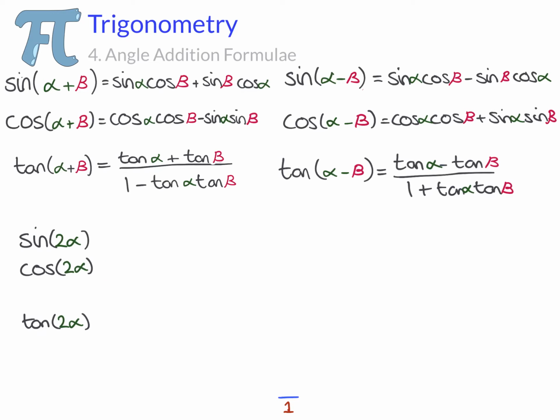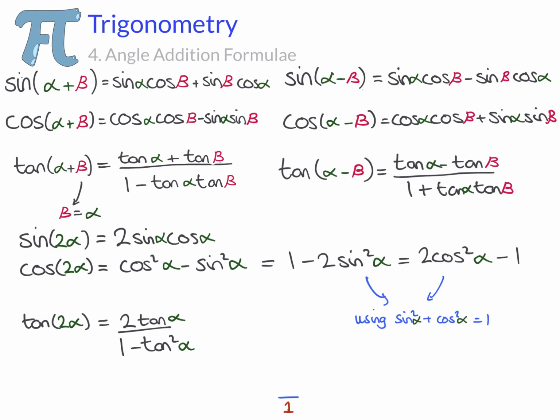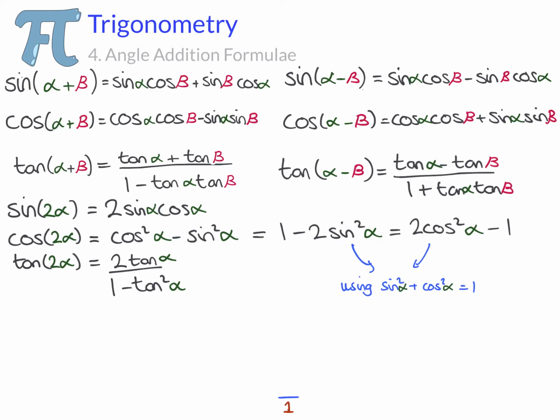Finally, we can derive the double angle formulas sine, cos, and tan of 2 alpha. This can be done simply by setting beta equal to alpha in all of these expressions, which gives us the following formulae. We use all of these formulae in solving problems, but I have just shown that it is really only these ones worth remembering, since we can quickly derive the others.